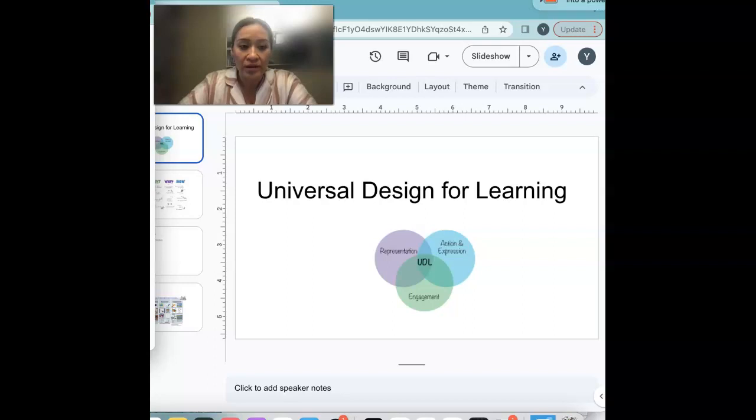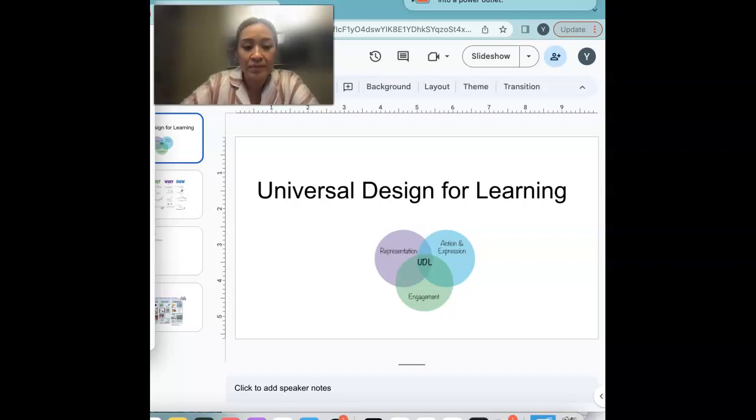We'll start with the definition of what universal design for learning is. It is an approach to curriculum that minimizes the barriers and maximizes learning opportunities for a diverse group of learners. CAST also defines the UDL framework as used to improve and optimize teaching and learning for all people based on scientific insight into how humans learn.